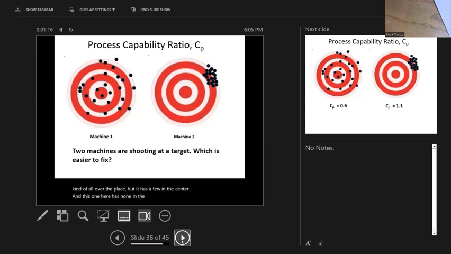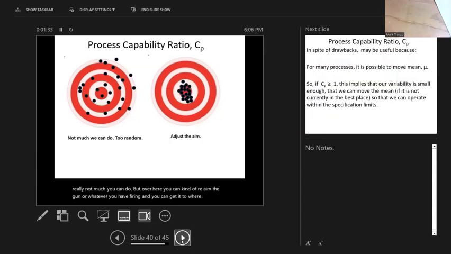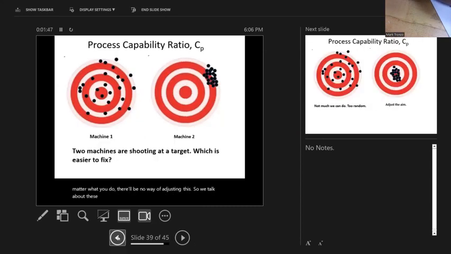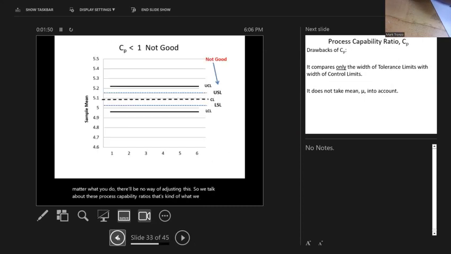And the question is, which is easier to fix? Of course, this one here is so random that there's really not much you can do. But over here, you can kind of re-aim the gun or whatever you have firing, and if you moved it here, you could hit the target real easy. This one, it's just so random, no matter what you do, there'd be no way of adjusting this. So when we talk about these process capability ratios, that's kind of what we have in mind.